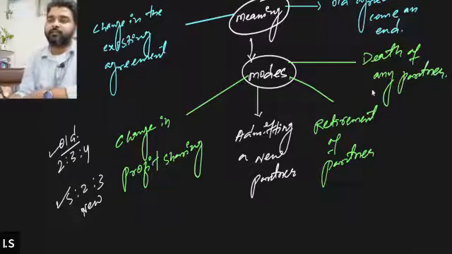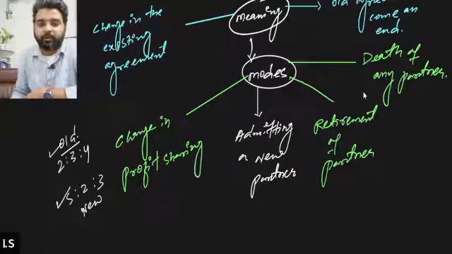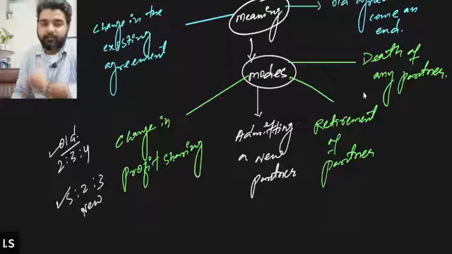So basically, these are the various modes by which reconstitution of a partnership may take place. Whenever there is a change in the profit sharing ratio among the partners, whenever a new partner gets admitted into the partnership, whenever an existing partner retires, or whenever any existing partner dies. All these situations lead to the reconstitution of the partnership firm.